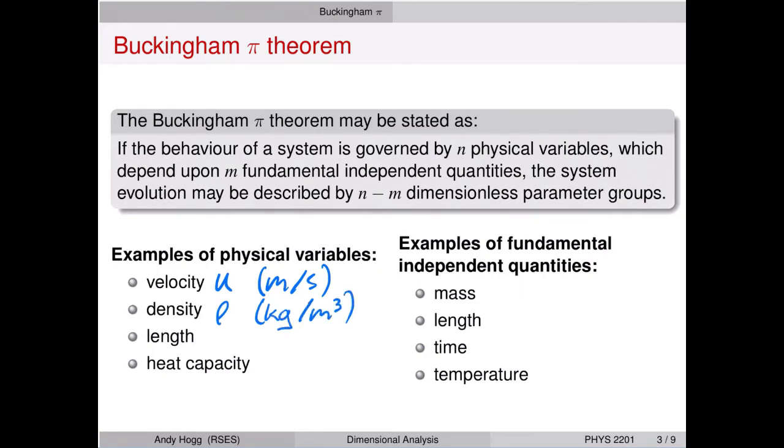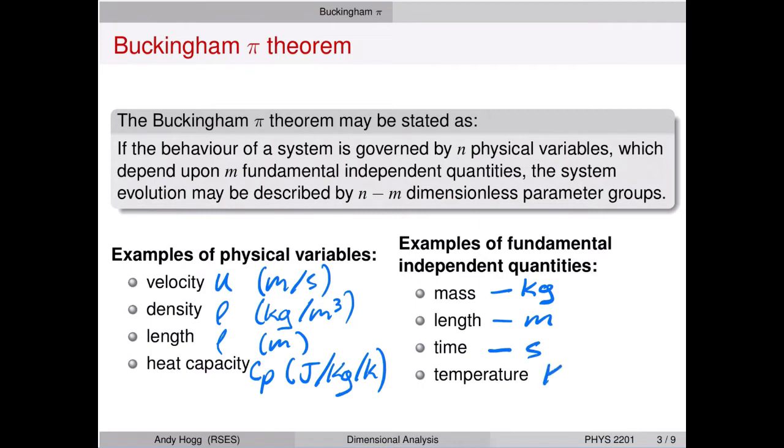But you can also have physical variables which rely only on a single dimension, such as length in meters, or perhaps rely on many dimensions, such as specific heat capacity with units of joules per kilogram per Kelvin. Now, the fundamental independent quantities of your problem can be easily identified from the units involved in your physical variables. For example, mass is a fundamental independent quantity, essentially because it has units that cannot be reduced, in this case, kilograms. Other fundamental quantities might include length in units of meters, time in units of seconds, and temperature in units of Kelvin. Buckingham PI tells us that if we have n physical variables, and if these n physical variables are comprised of m fundamental independent quantities, then the system can be described by n minus m dimensionless parameters.